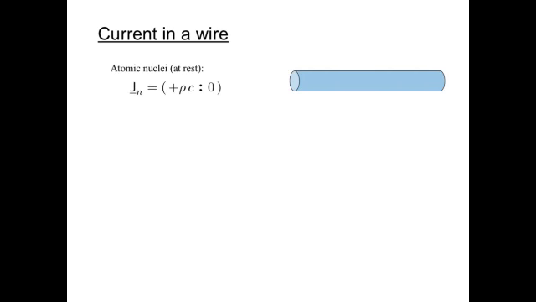Let's see how this works out for a current flowing through a wire. Now the wire has 2 charged fluids. The first one is just the charged fluid produced by the atomic nuclei, and that charged fluid is at rest with the wire. So the current 4 vector for that is just the total positive charge density in the wire, that's the time part, and 0 for the space part.